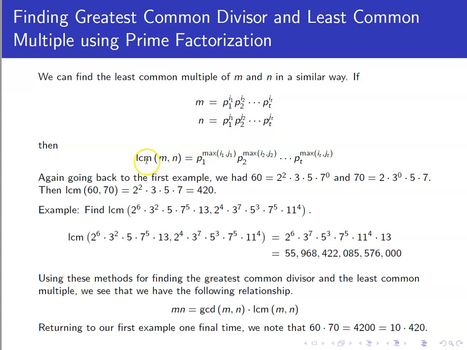So we'll have the LCM as the prime P1 to the maximum of the two, P2 to the maximum of the I2 and J2, and so on down the line. So we'll pick the bigger exponent and put that on our powers of P.